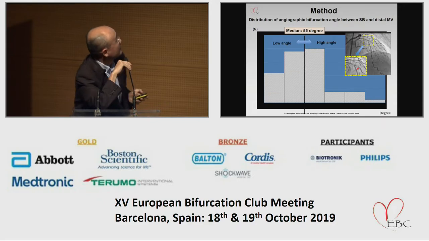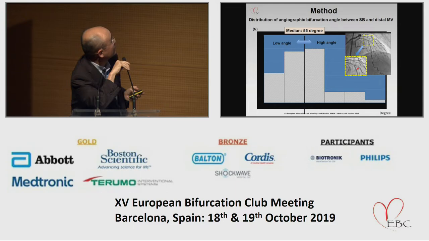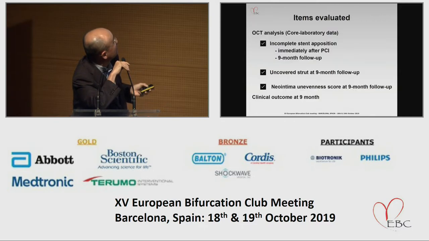In this study, we defined the bifurcation angle between the side branch and the distal main vessel, and we divided the two groups, selecting the median of 55 degrees for high and low angle. The items evaluated in this study are shown here.